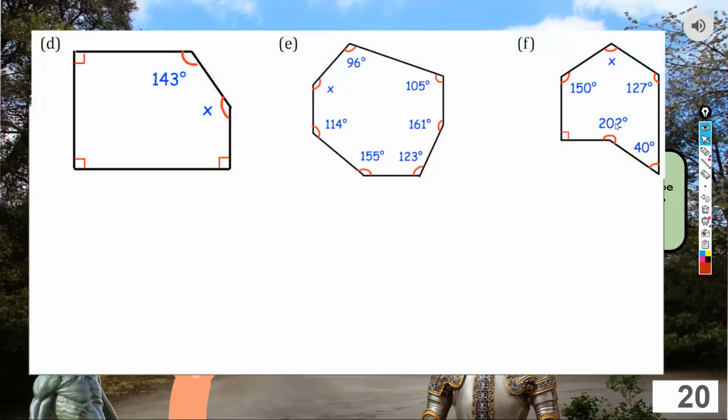All right, so we're not going to do all the questions over here, because I want to move on to some new stuff. The only one that I want you to do is part E. How many sides does this shape have? 1, 2, 3, 4, 5, 6, 7. So this has 7 sides. So quickly find X for me.